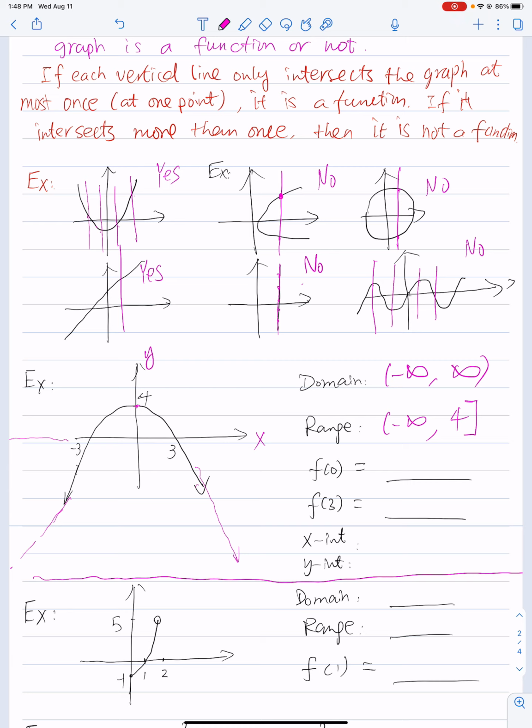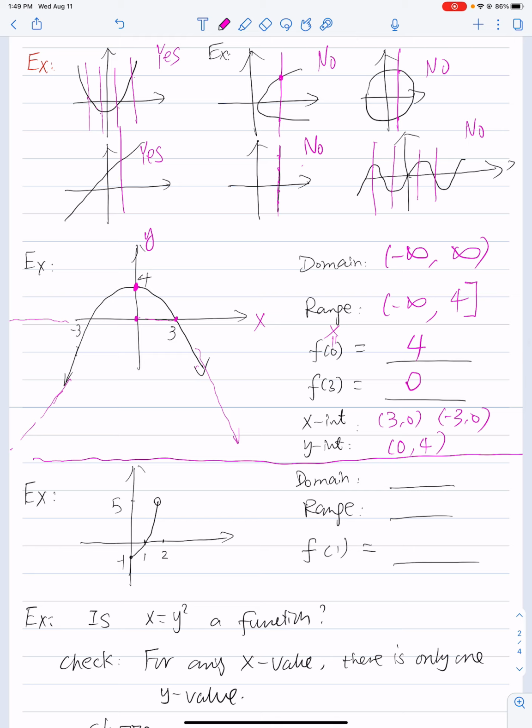What will be f of 0? f of 0 means the x value equals 0. What is the corresponding y value? It means the point right here, so it's 4. What is f of 3? It's this point here. The y coordinate of this point is 0. So the x-intercepts are (3, 0) and (negative 3, 0). The y-intercept is (0, 4).